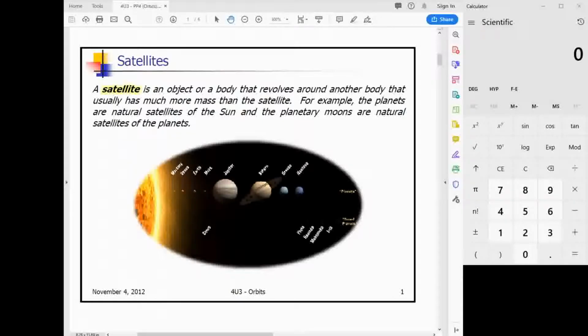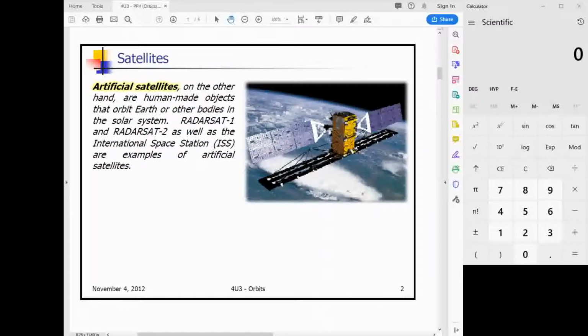artificial satellites. And in the case of a natural satellite, examples would be the Moon, which is a satellite of the Earth, which is a satellite of the Sun, and the Sun, which is a satellite of the Milky Way, because the Sun is orbiting around the center of the Milky Way galaxy. So artificial satellites are the ones that humans have made. There are a number of examples. The International Space Station, the series of GPS satellites, RadarSat-1 and RadarSat-2.